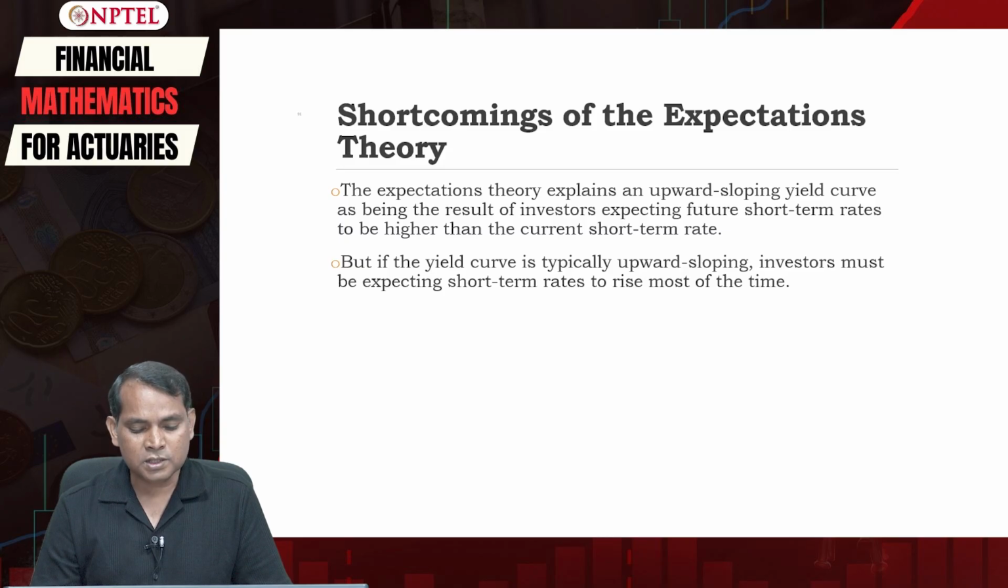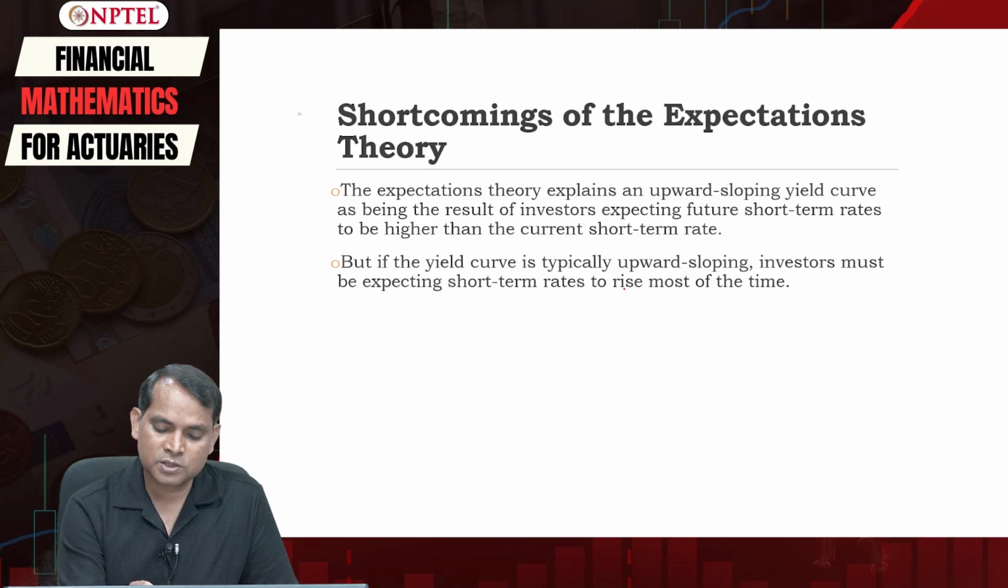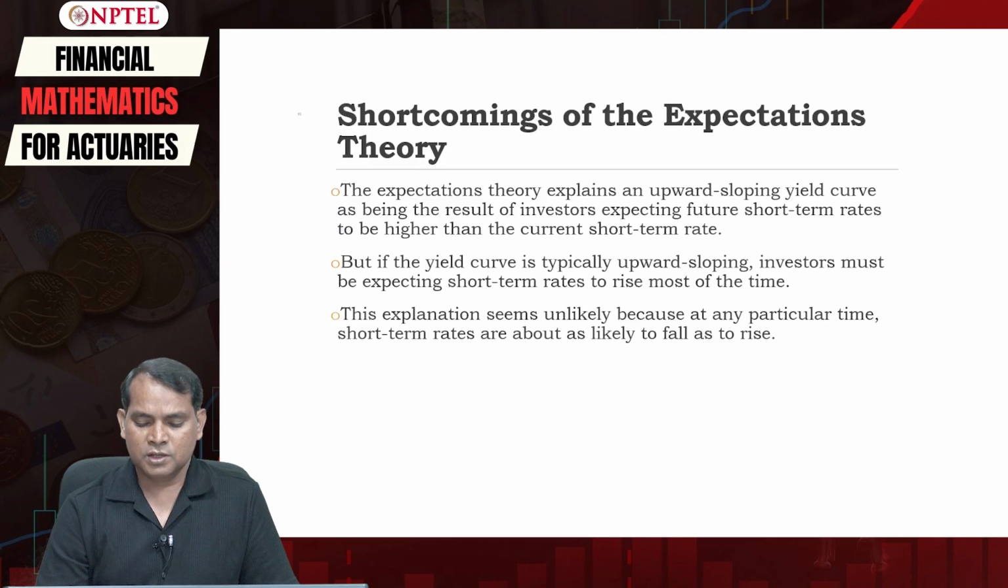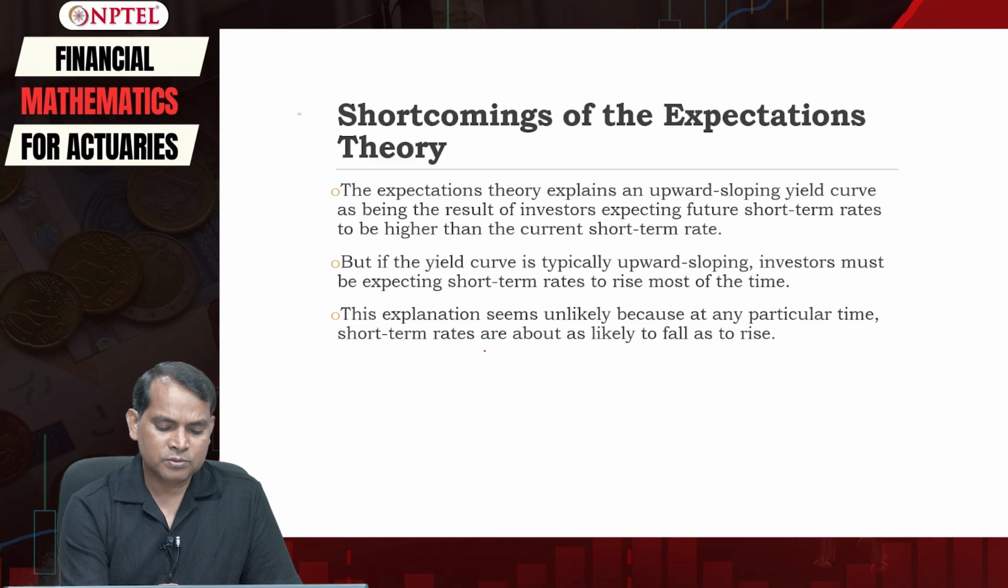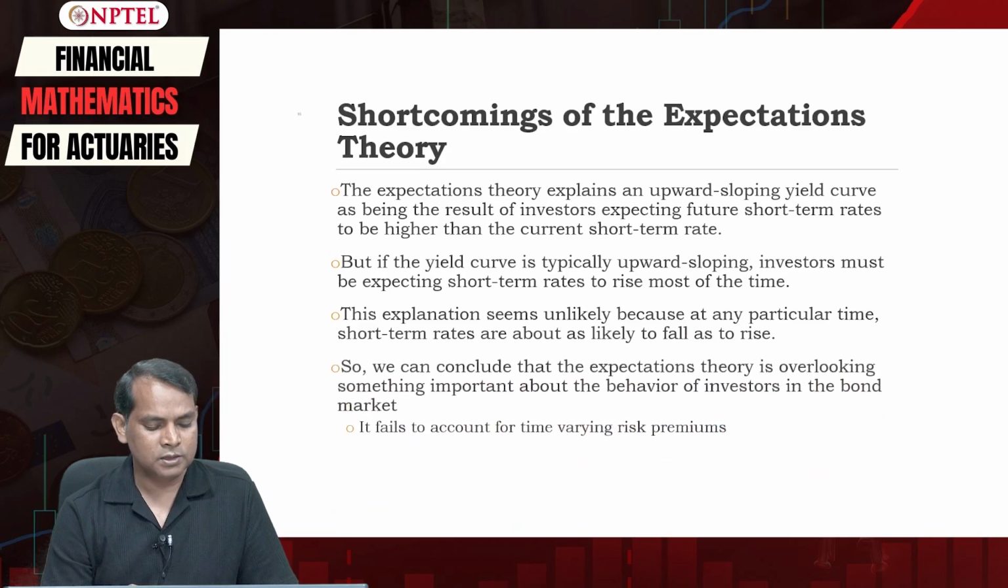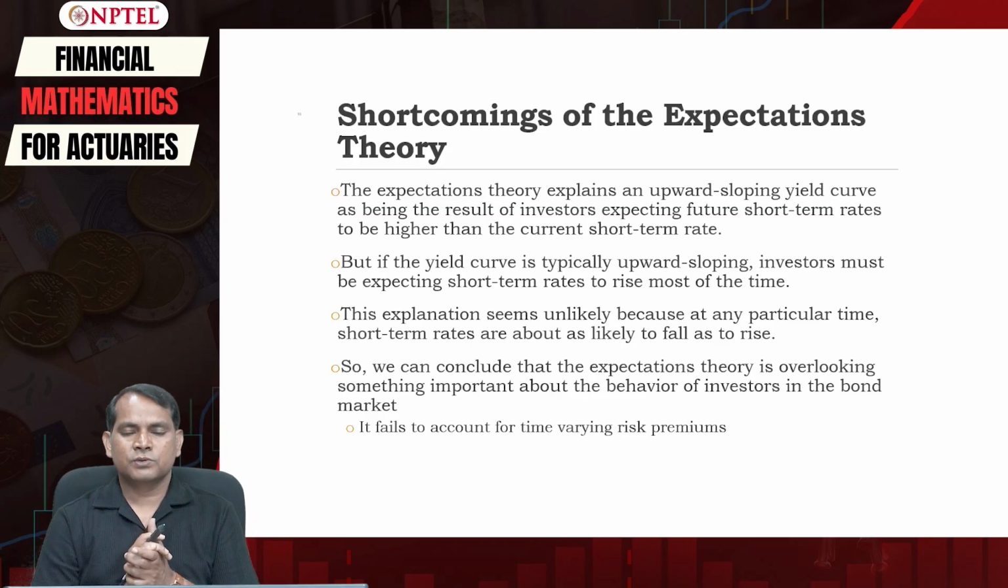But if the yield curve is typically upward sloping, investors must be expecting short term rates to rise most of the time. So, this explanation seems unlikely because at any particular time short term rates are about as likely to fall as to rise, right? So, we can conclude that the expectation theory is overlooking something very important about the behavior of the investor in the bond market. Probably it fails to account for the time varying risk premium.